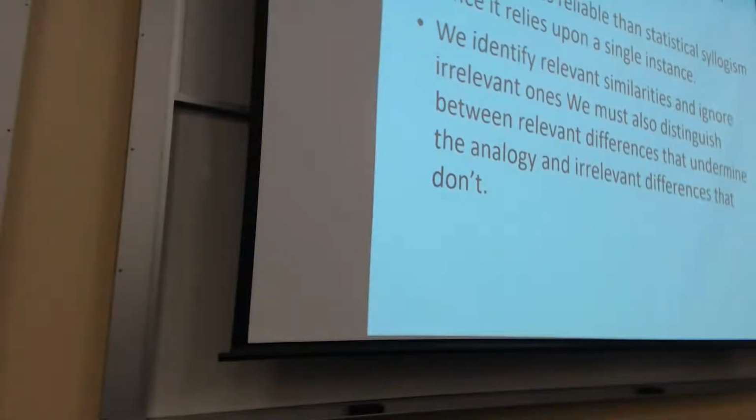So that's one thing. The other thing is this. The second bullet point is how do you know when two things are really similar in the genuinely relevant way? So how do you identify relevant similarities while ruling out irrelevant similarities? And how do you distinguish between relevant differences that make the two things different and destroy the analogy, and irrelevant differences that don't?